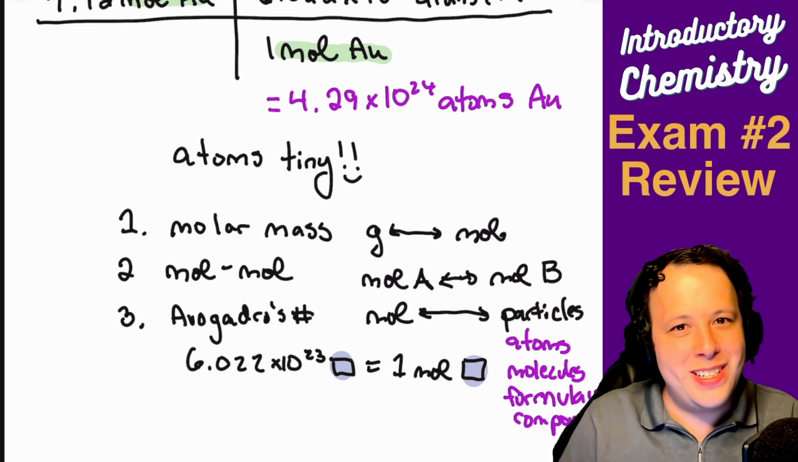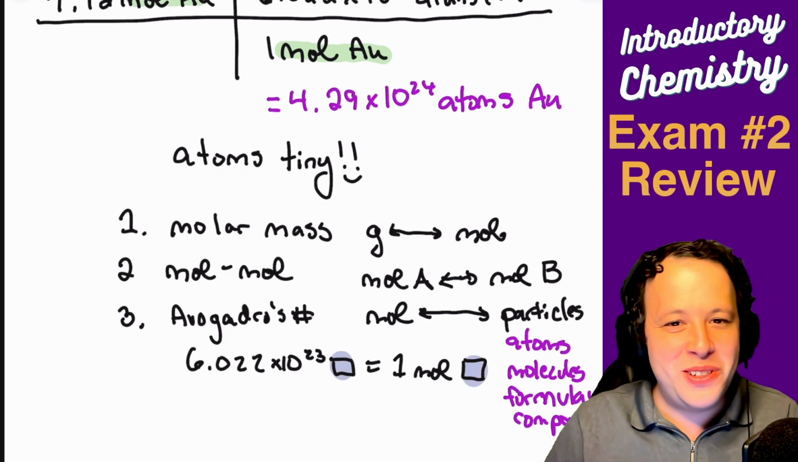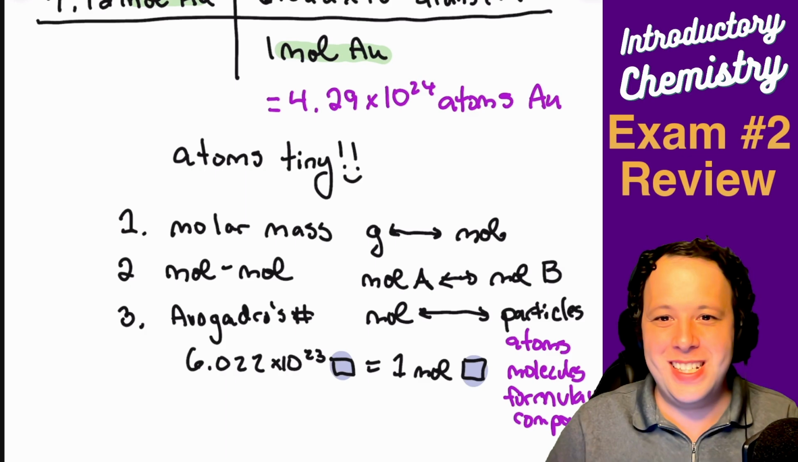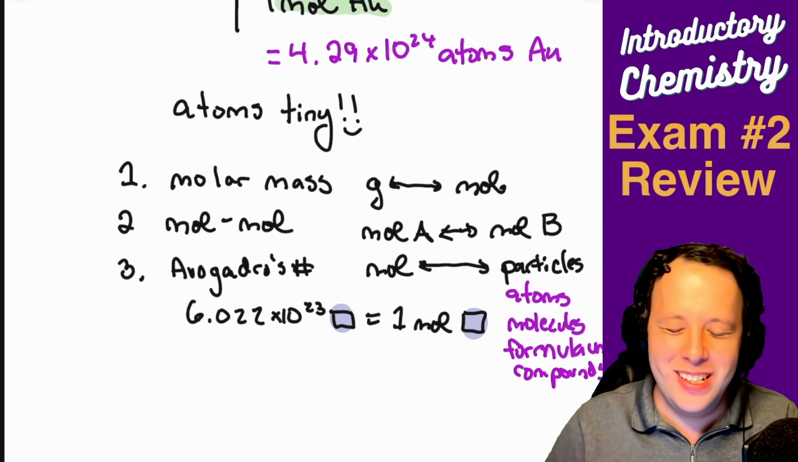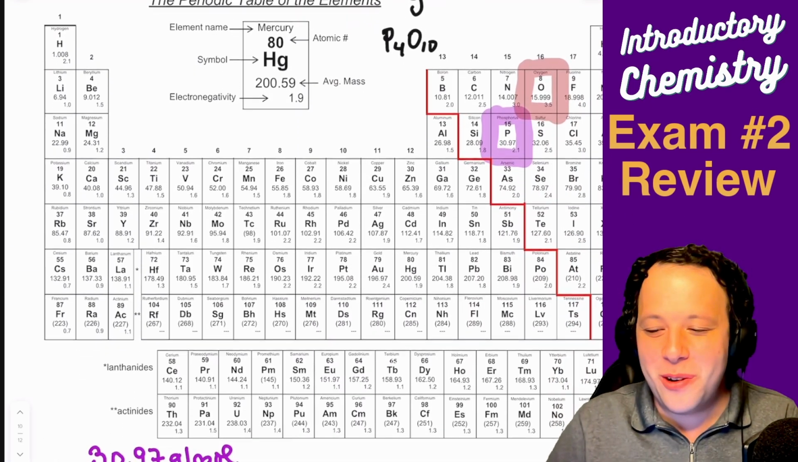We'll just say it's the blue box. 6.022 times 10 to the 23 blue boxes is equal to 1 mole of blue box. And it's whatever you need it to be.